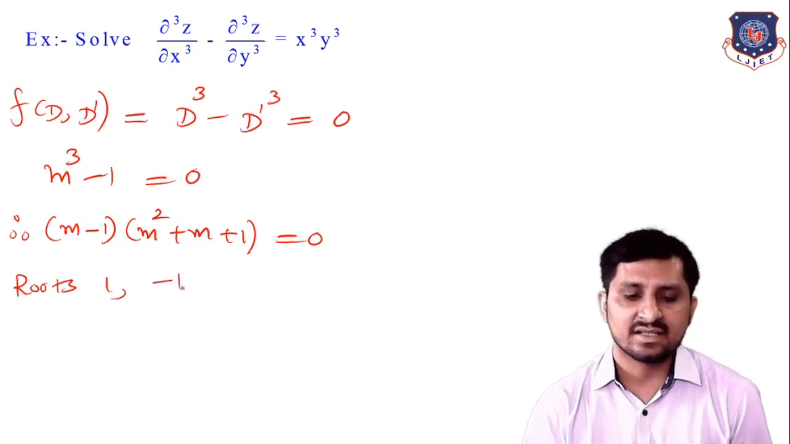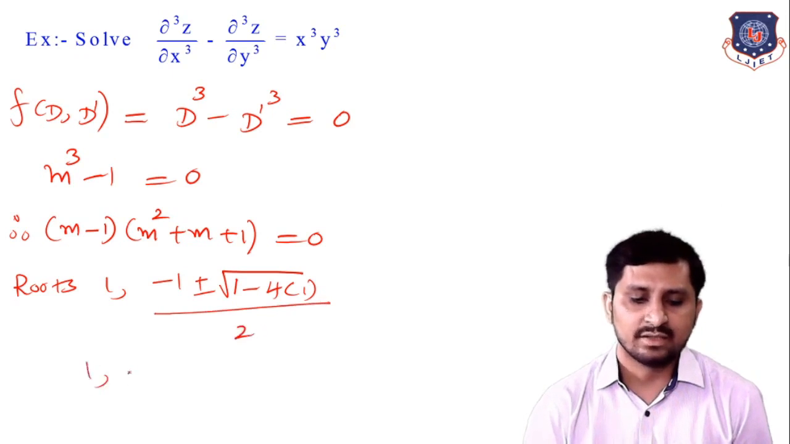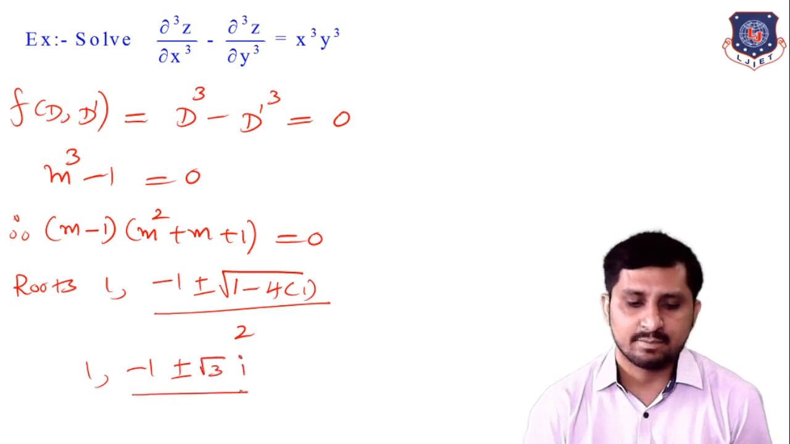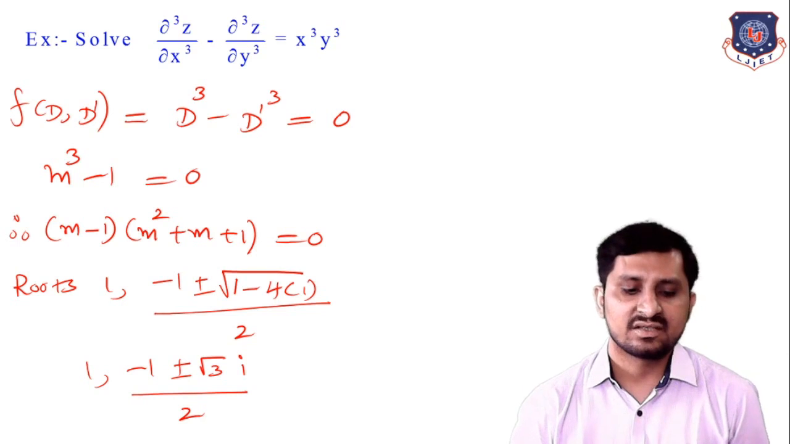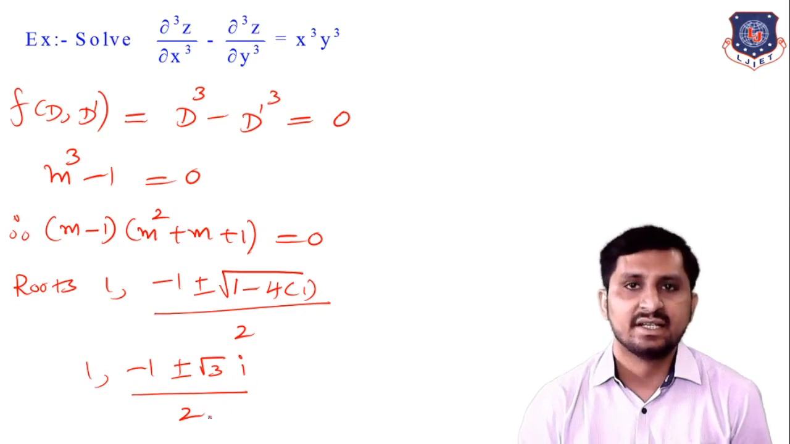So minus b is minus 1, plus or minus square root of b square minus 4ac. That means b square is 1, minus 4, a is 1, here also 1, okay, divided by 2a. So the roots are minus 1 plus or minus square root of 1 minus 4, so minus 3, square root of minus 3, I can write root 3i, divided by 2. So my first root is 1, second root is minus 1 plus root 3i divided by 2, and the third root is minus 1 minus root 3i divided by 2.